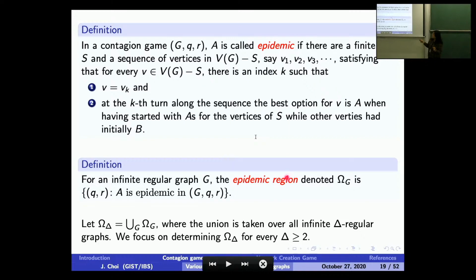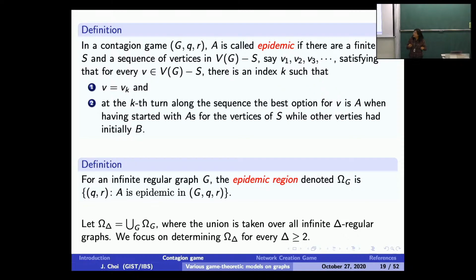So now, instead of saying threshold, we say epidemic region. The epidemic region is the ordered pair Q comma R, the point on this QR plane where A is epidemic in G, Q, R. So you can imagine that in this QR plane, the epidemic region is some kind of polygon, but not always convex, as you'll see later in various examples. As a notation, when G is given, omega sub G is the epidemic region. But now we have omega sub delta, because we consider only regular graphs. That means it's the union of all the epidemic regions of infinite delta-regular graphs. And now we're interested in determining omega sub delta for every delta at least two. So now we have formulated our problem.